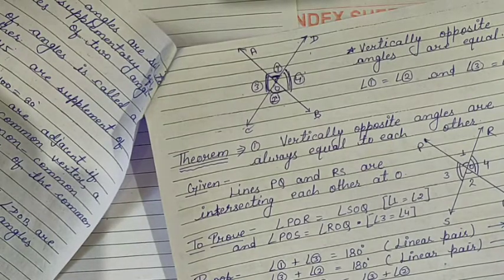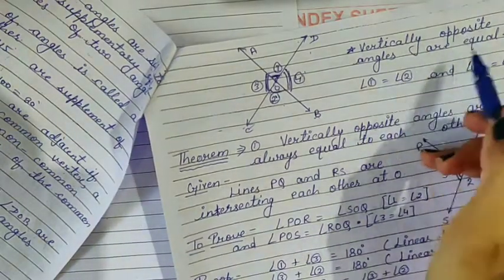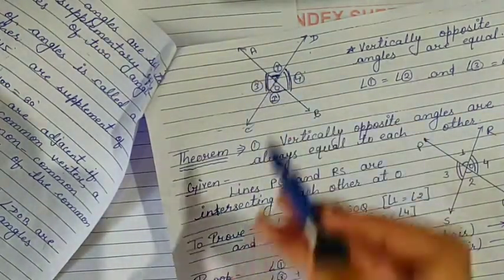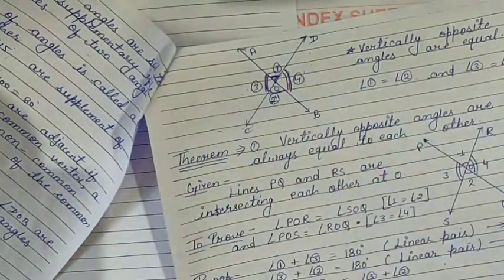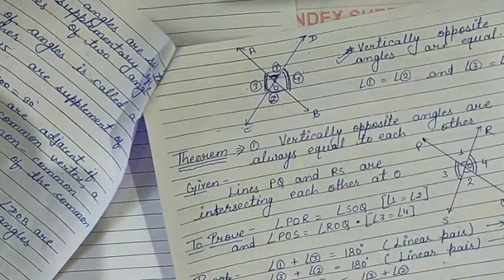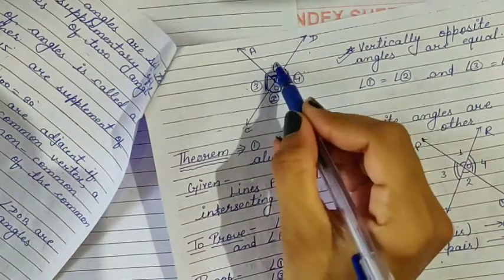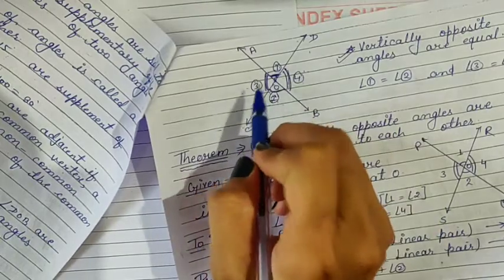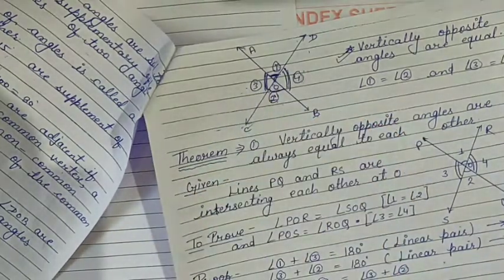And students, remember that vertically opposite angles are equal. It means angle 1 equals angle 2 and angle 3 equals angle 4. This is a very important property, students. Remember this: vertically opposite angles are equal, so angle 1 equals angle 2 and angle 3 equals angle 4.